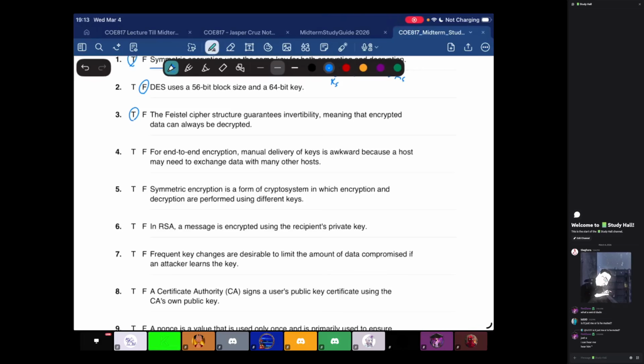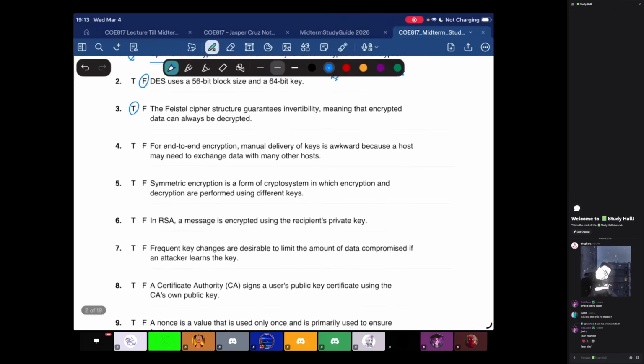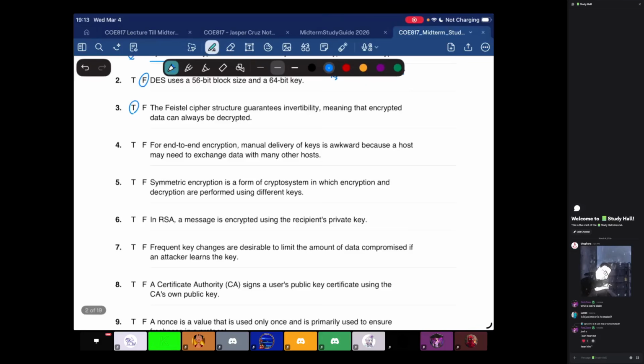So to clarify, the Feistel cipher is like a combination of moves or encrypted patterns that are executed on a block or a data set, and you can invert that stream of encryptions to decrypt that same data. Therefore, the statement is also true.